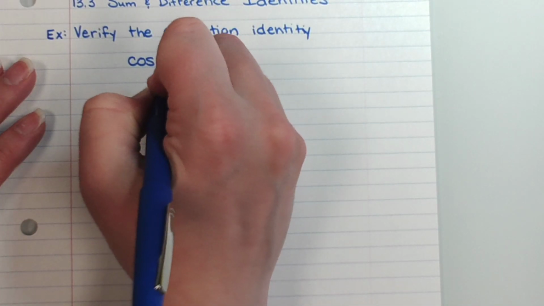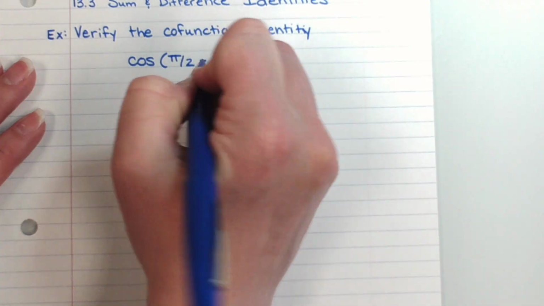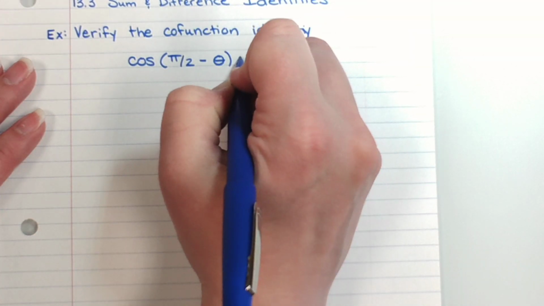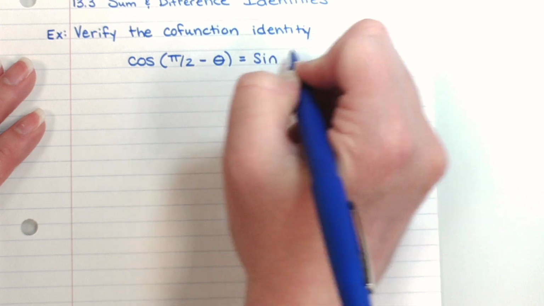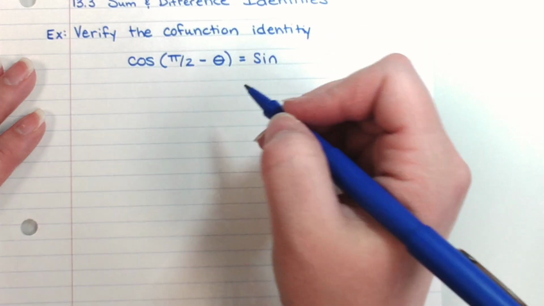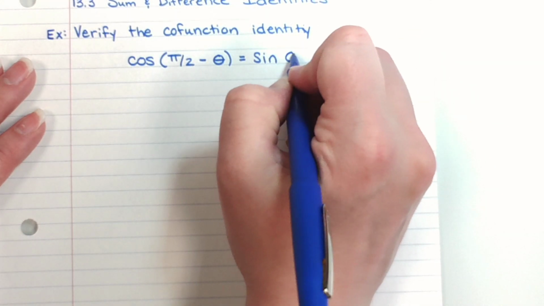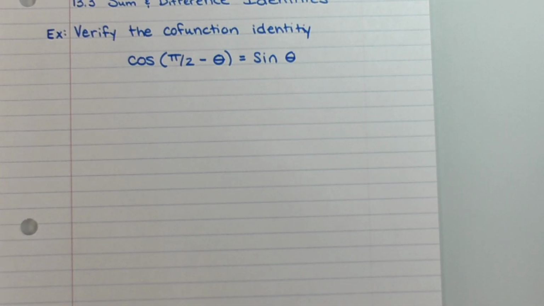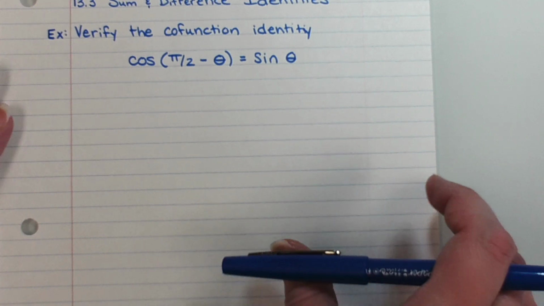The cofunction identity that we are going to verify is cosine of pi over 2 minus theta being equal to sine of theta. Now, if you're trying to verify this identity, can you use the cofunction identity to verify it? No, you cannot use the cofunction identities to verify a cofunction identity. It's not how it works. So this is where our sum and our difference identities can come into play.